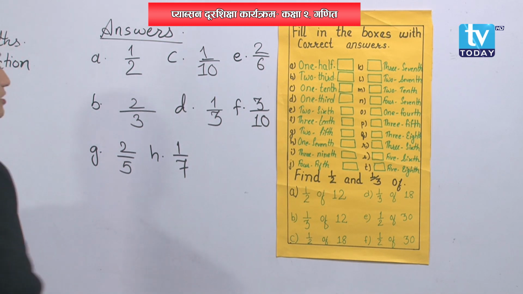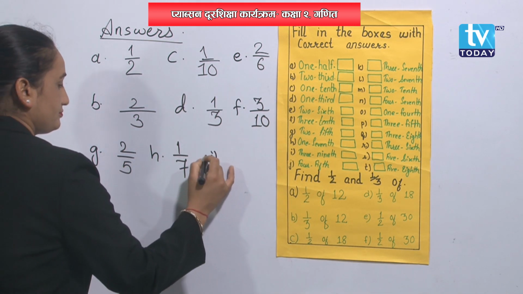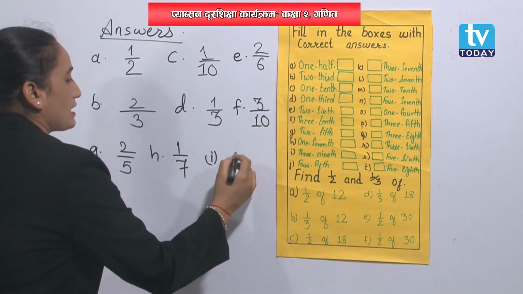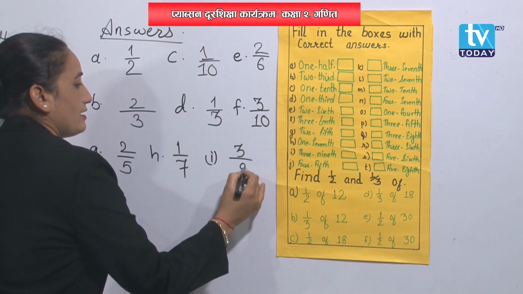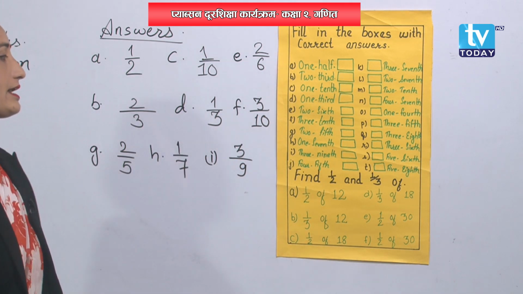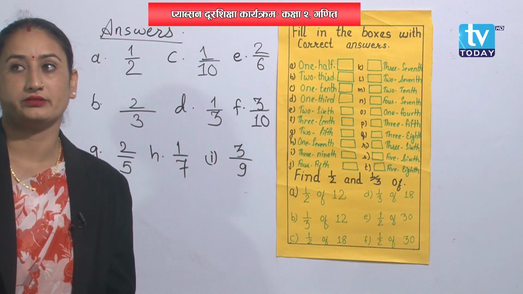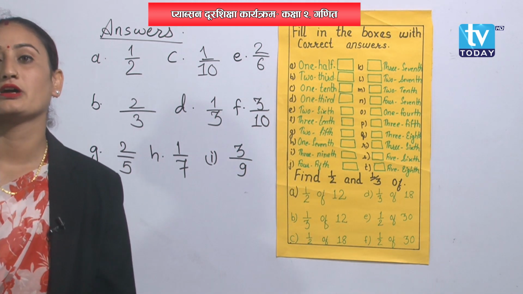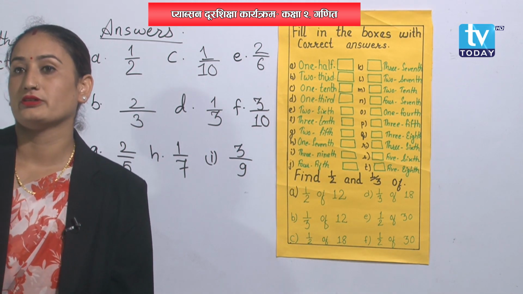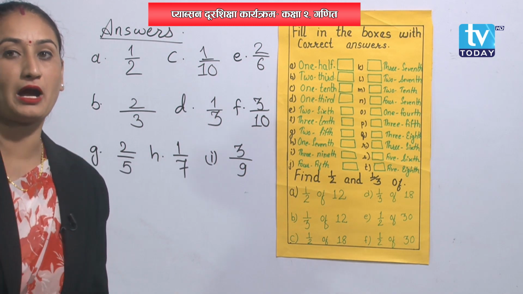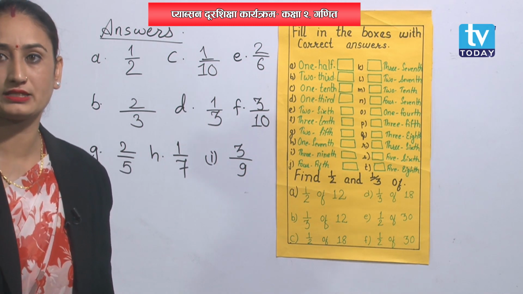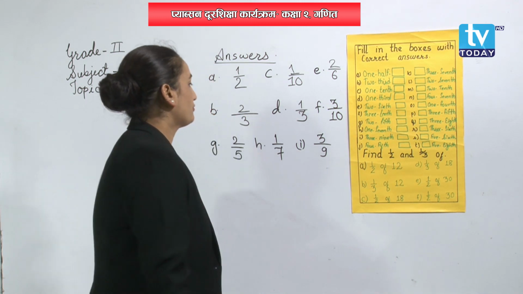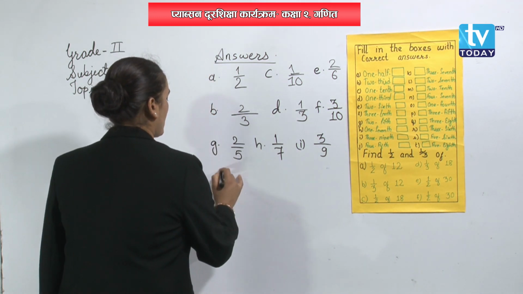Now 3/9. Out of 9 parts, 3 parts are shaded. So 3/9. Now the next number. 4/5. Out of 5 parts, 4 parts are shaded. So how to write? 4/5.